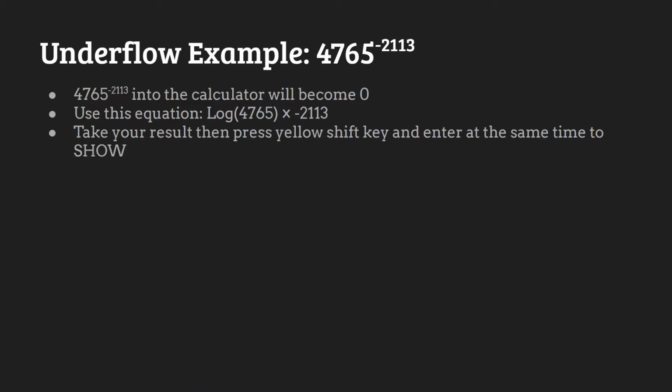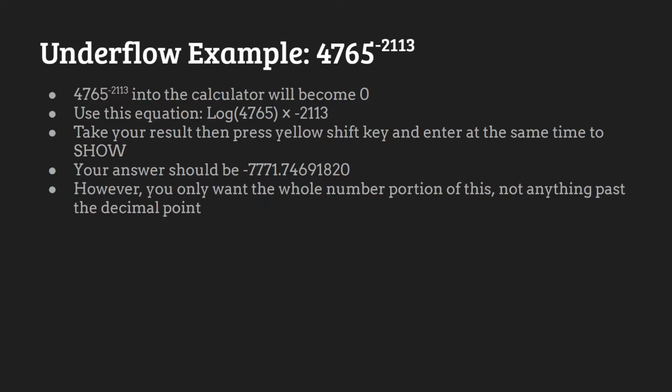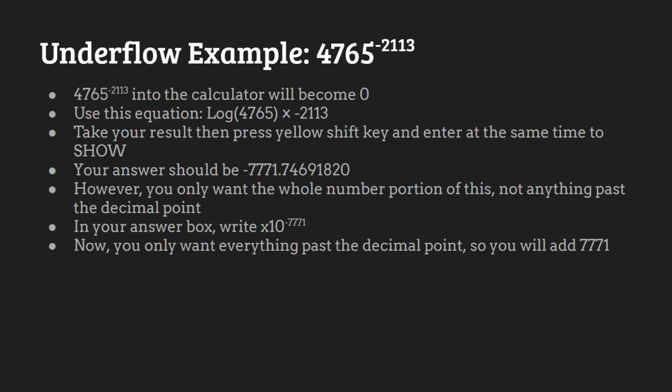Remember, yellow shift key and enter at the same time to show. Your answer should be negative 7,771.746. However, you only want the number portion of this and not anything past the decimal point. In your answer box, you're going to write times 10 to the negative 7771. Now you only want anything past that decimal point, so you're going to add, rather than subtract, 7,771, so you can get rid of 7,771.